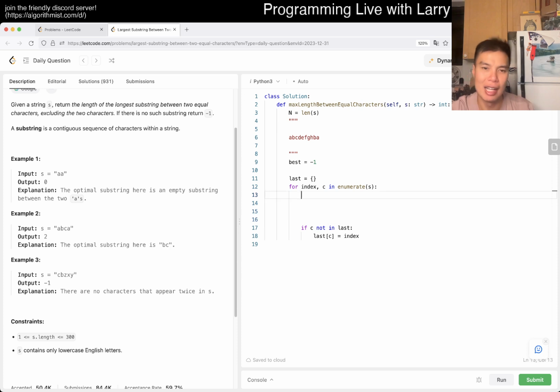So we'll fill it out, and then now we can do something like index minus last of c, and this is only if c is in last. Actually, in this case, it doesn't even matter that it is not. I'm a little bit wrong on that one. Yeah, and this is the length, so this is the length not including these, so it is going to be this minus 1, right? But is that enough? So that's not quite enough.